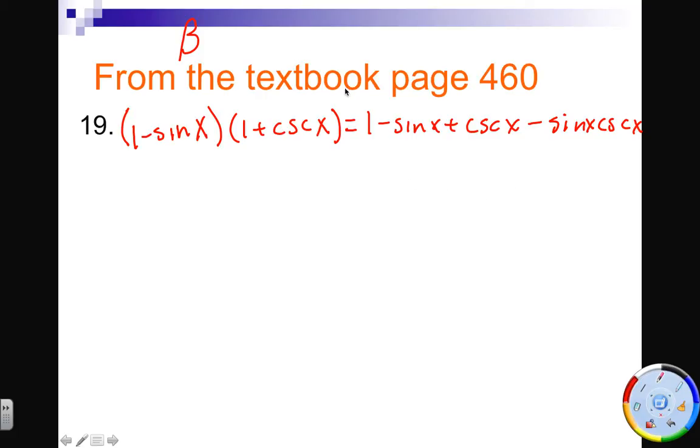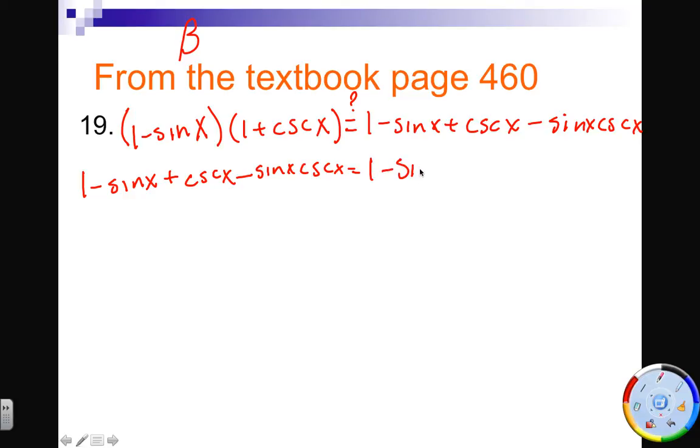Man, this one looks challenging. But again, don't let the looks deceive you. I have parentheses again. I want to get rid of parentheses, so I'm going to FOIL, and I get 1 minus sine x plus cosecant x minus sine x times cosecant x. And then I just keep looking at this as what can I do? But that would be silly because technically you already have the answer.